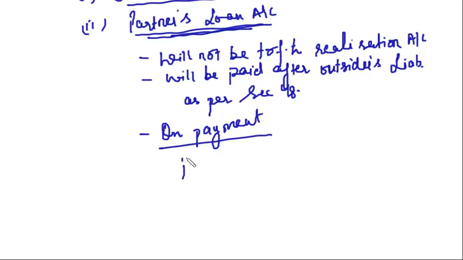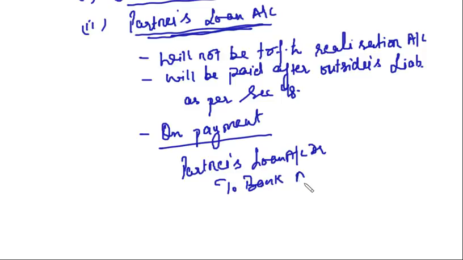The journal entry will be partners' loan account debit to bank account. Simple. The liability is closed by debiting that liability, and we are paying, so the bank account will be credited. Very simple. This is the treatment of partners' loan: on settlement, partners' loan will be paid after the outsiders' liabilities. After settling the outsiders' liabilities, we will pay partners' loan. It is specified in section 48 of the Indian Partnership Act 1932.